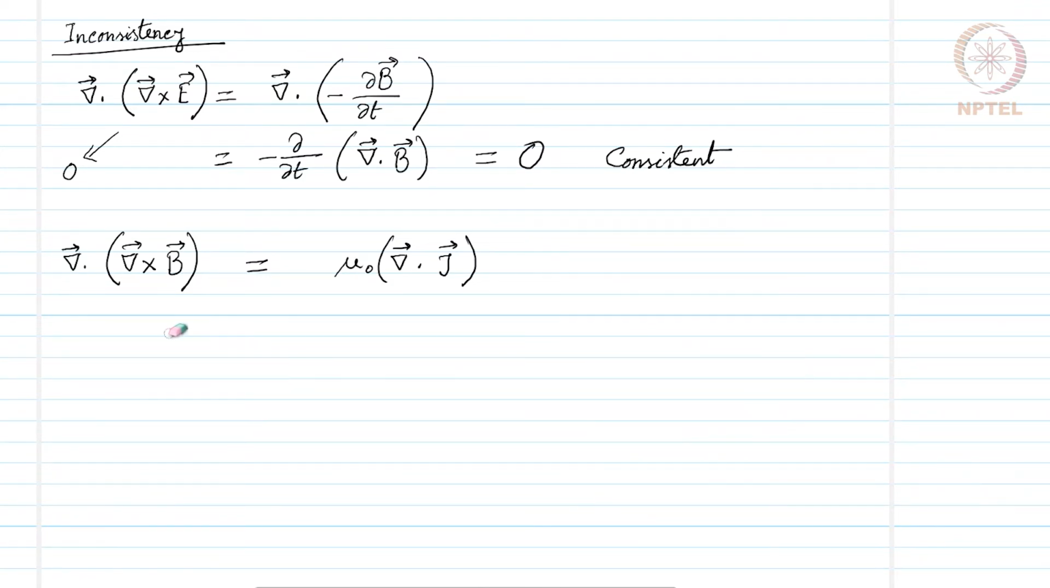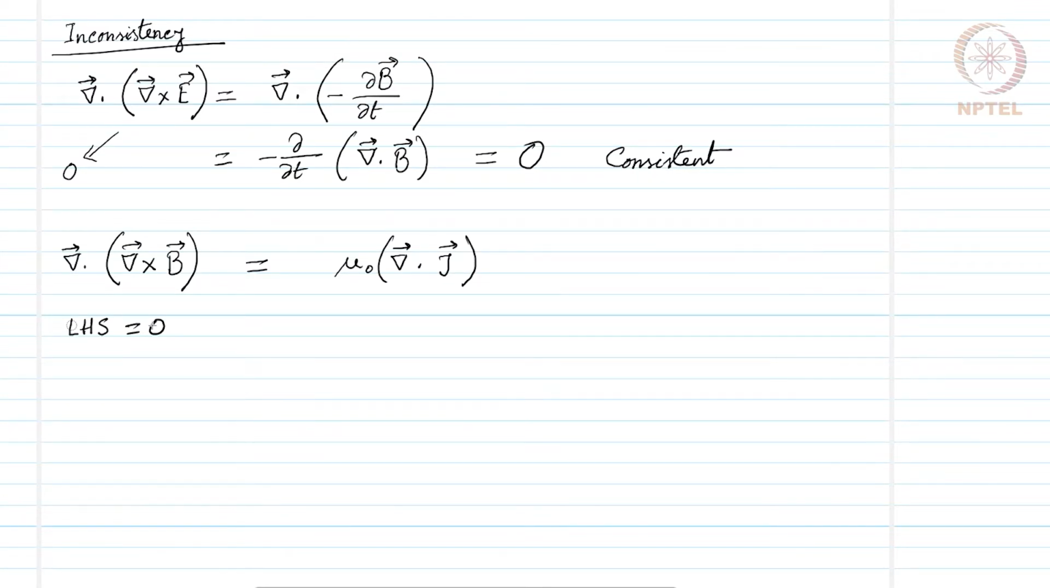So, we have a divergence of curl here, and that equals mu naught times the divergence of current density. Now, we can see that the divergence of curl is 0. So, we have the left hand side to be 0, but there is no reason that the divergence of the current density would go to 0. This may not be 0. Do we have an example where the divergence of the current density is not 0? Let us consider one example.